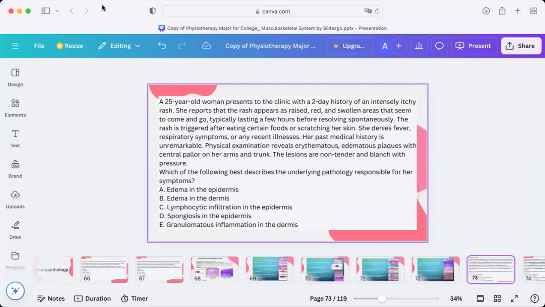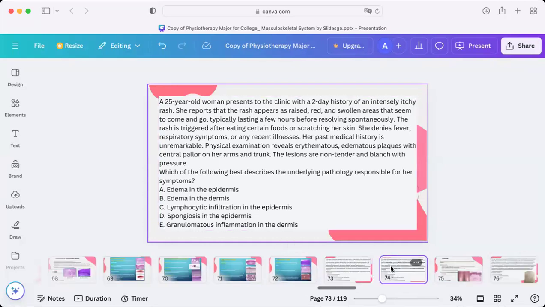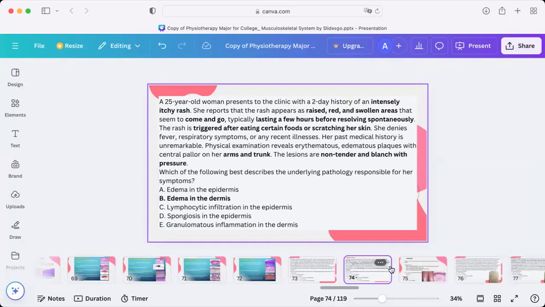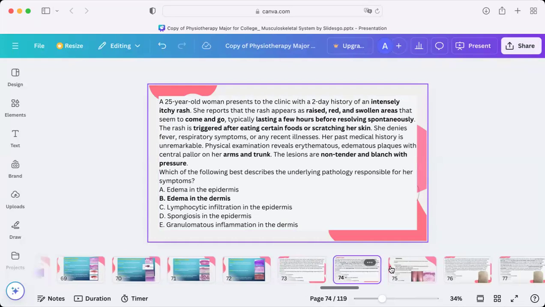The epidermis is not involved in hives. It's strictly in the dermis. Granulomatous inflammation has nothing to do with it. You would see that if someone had a foreign body in their skin. So the correct answer, as you guys said, is B, edema in the dermis. I'm really proud that you guys know this from now because I only recently learned this when I was studying for my Step 1. So good job. Really, really proud of you guys.